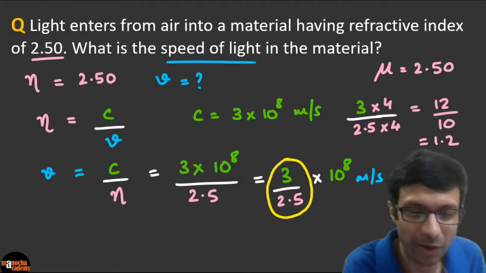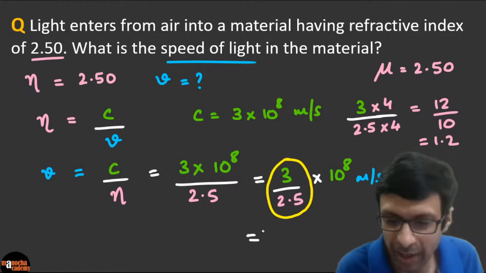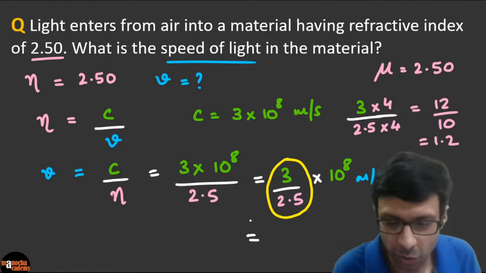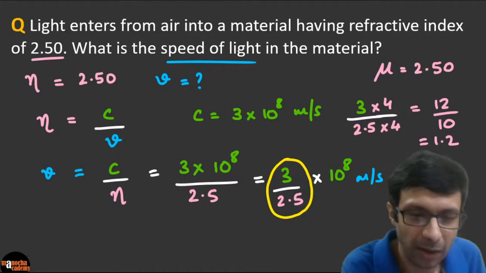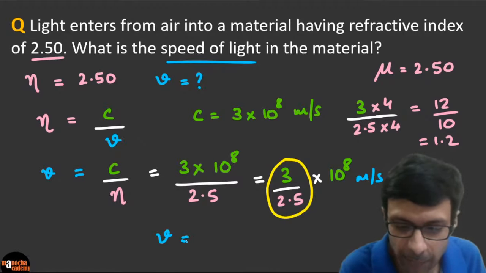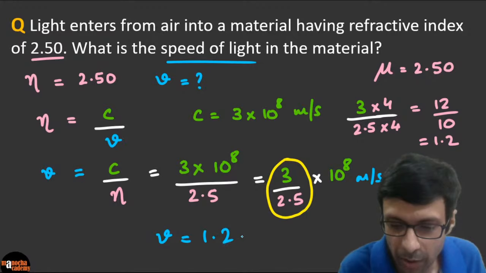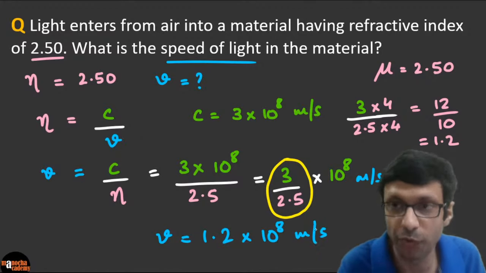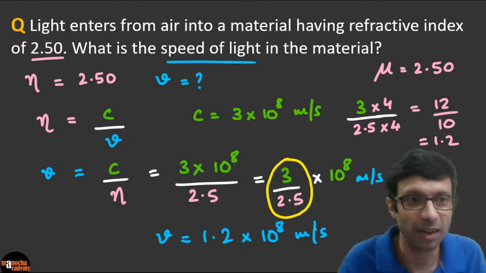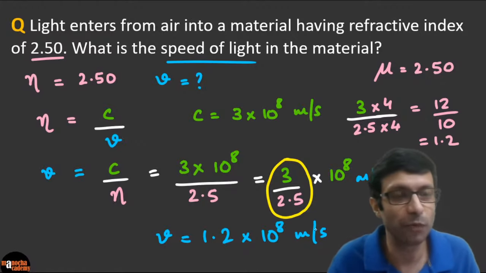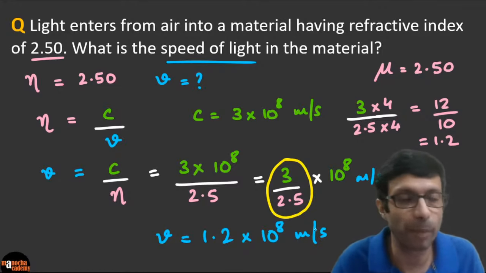Okay. So what are we going to get here finally, guys? We are going to get 1.2. So the final answer is that the velocity in the medium V is 1.2 multiplied by 10 to the power 8 meter per second. Don't forget the 10 to the power 8. Very important. It's not just 1.2. Some of you guys are writing 1.2. That's absolutely right, multiplied by 10 to the power 8 meter per second.